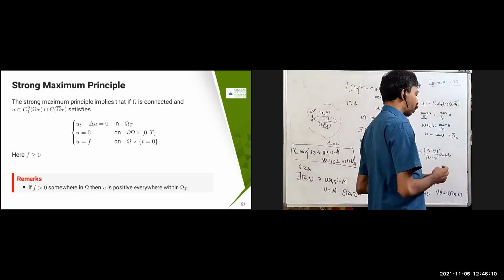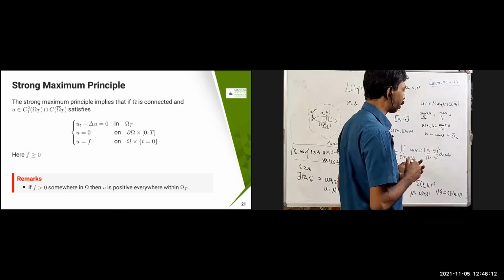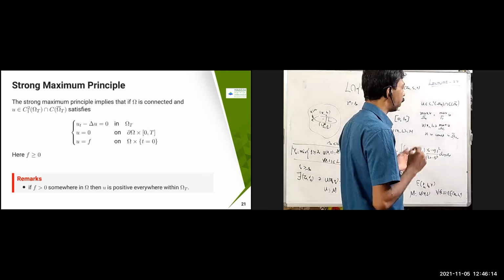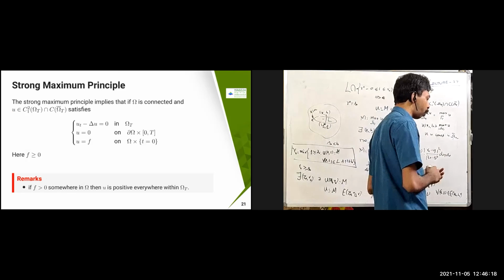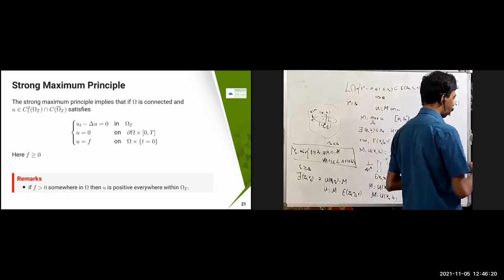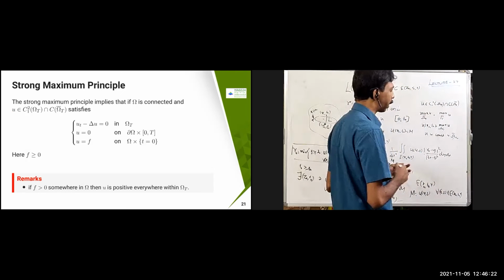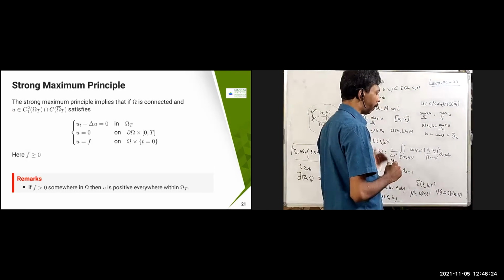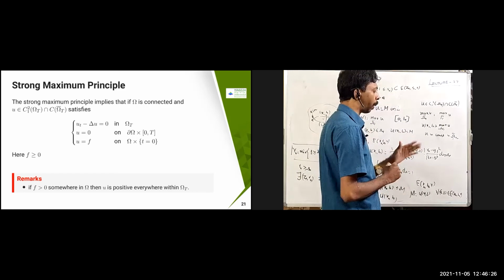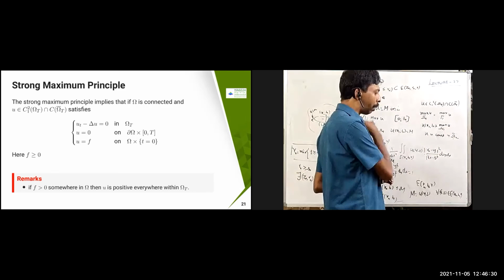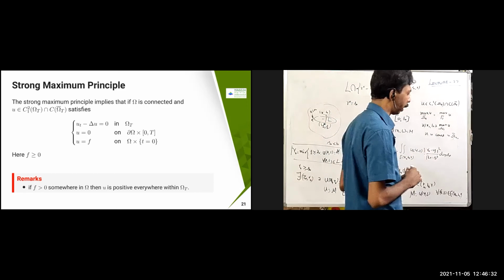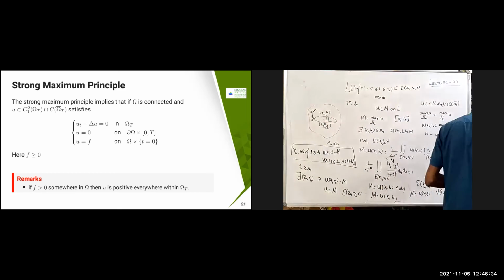So the strong maximum principle. In the strong maximum principle, what is implied? If omega is connected and U belongs to C1,2 intersection C of omega T is satisfied, and this is your problem, and if F is greater than or equal to 0, so if F is greater than 0 somewhere in omega, then your U is going to be positive everywhere within omega T after that time. That's what it implies.